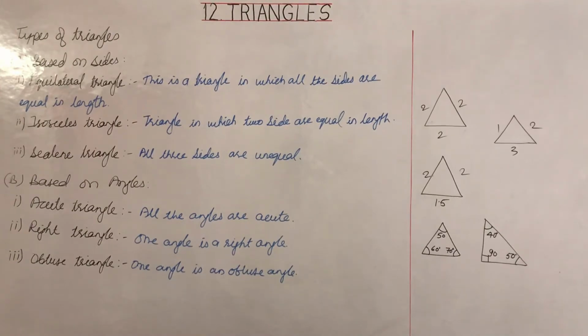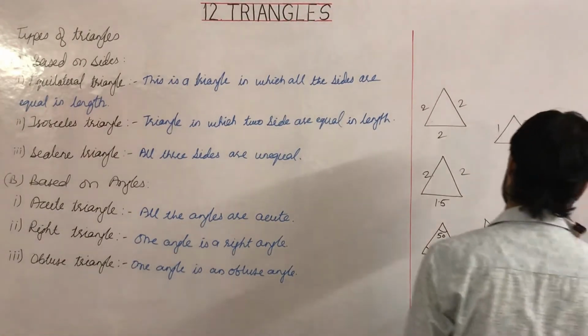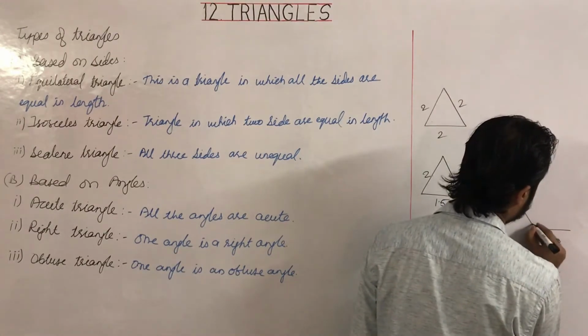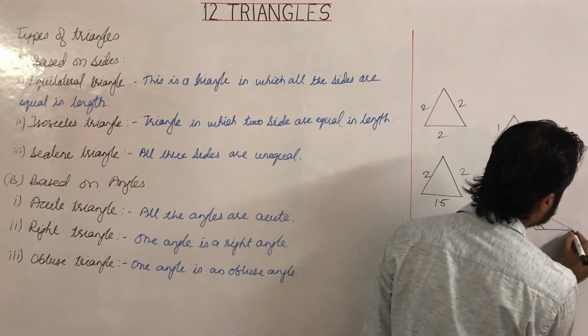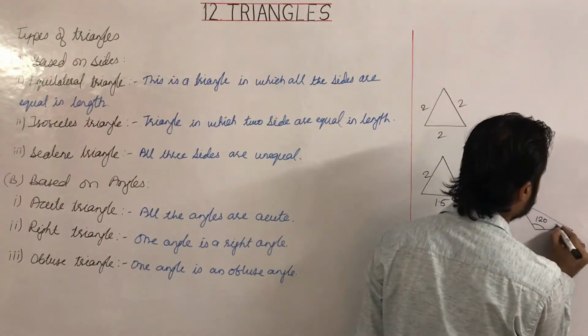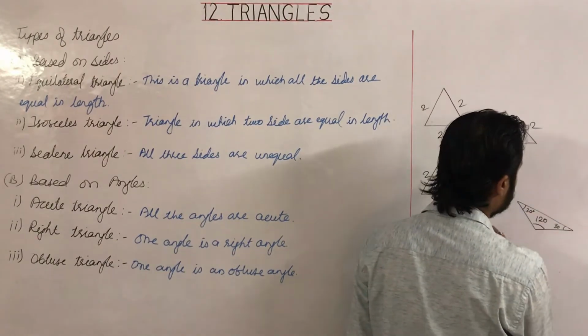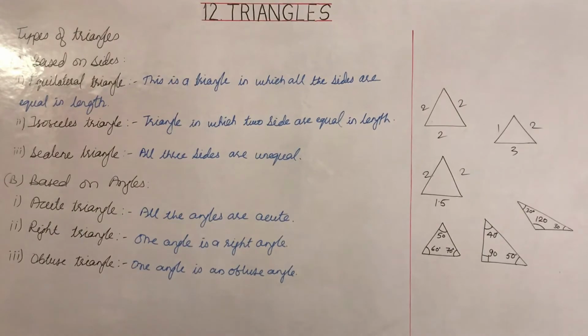Next, obtuse angle triangle or obtuse triangle. One angle is an obtuse angle. So at least one angle must be obtuse. Say this angle is 120. This is 30 and this is 30. So one angle is obtuse. Obtuse means greater than 90 and other two angles are 30 and 30, or any suitable value you can assign, but at least one angle should be greater than 90.